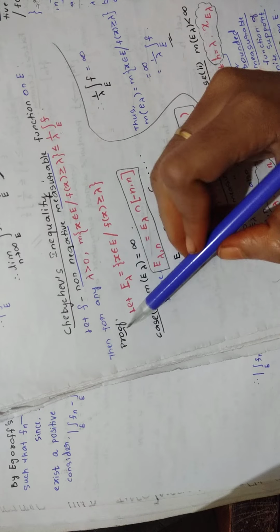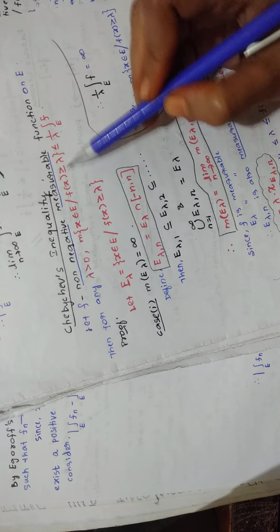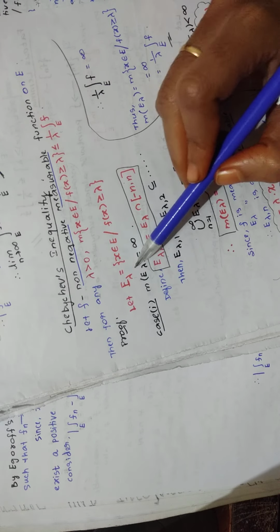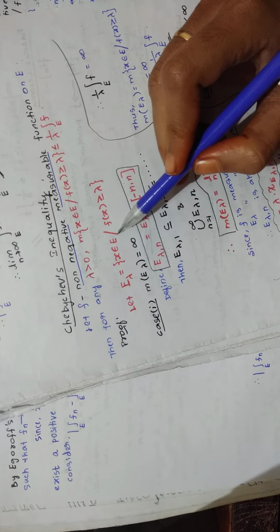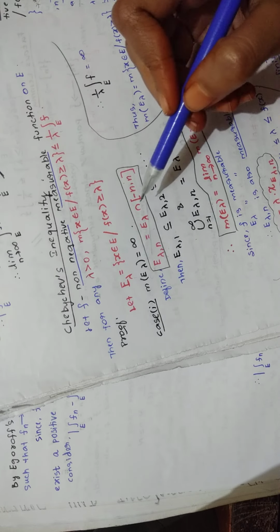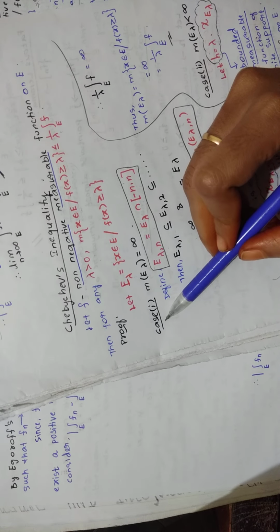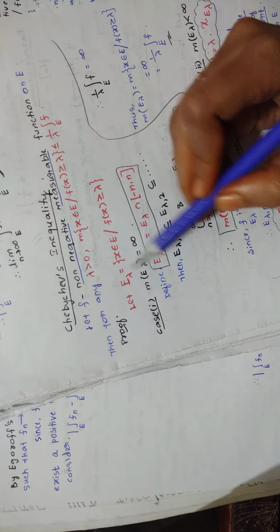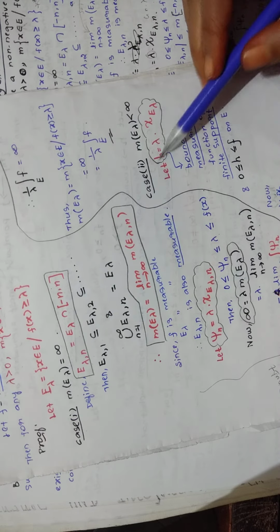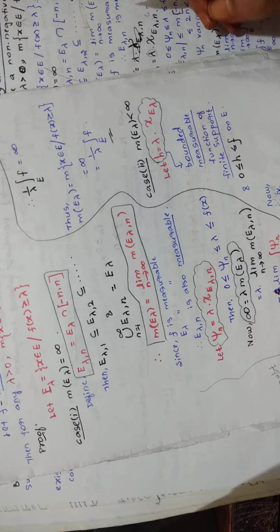Proof: let E lambda be the set of all x belonging to E such that f of x is greater than or equal to lambda. We split the proof of this theorem into two cases. In case 1, the measure of E lambda is equal to infinity, and in case 2, the measure of E lambda is less than infinity. Those are the two cases.